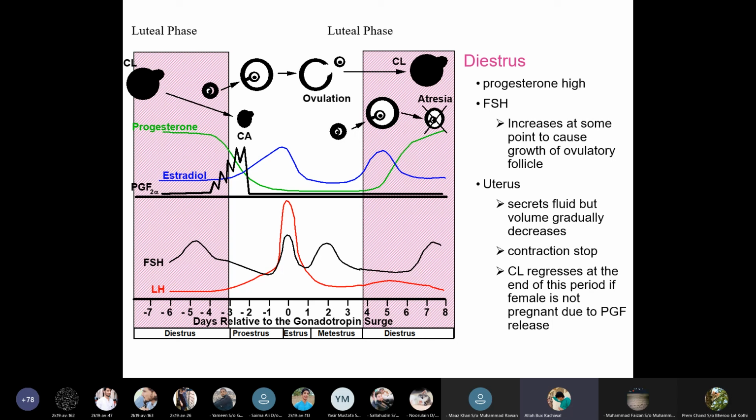Then again, in the diestrus, the follicles have to regrow, and the maturity of the follicles will occur, and then estrus will start, and then again estrus will develop, in which the ovulation takes place.